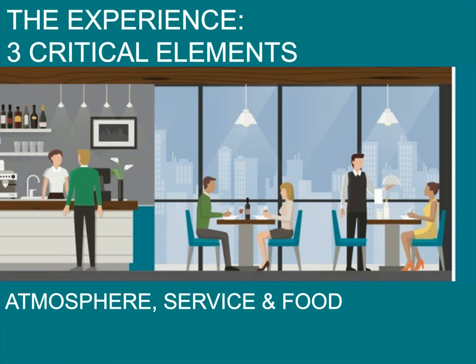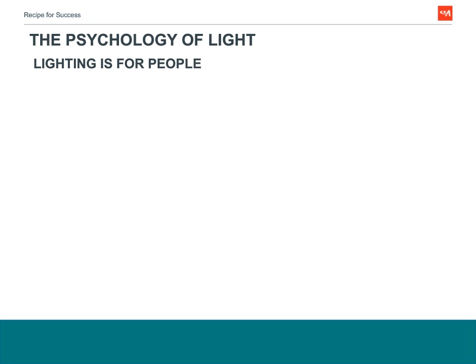Now we will move into the restaurant experience and discuss the 3 critical elements to delivering on that experience. Lighting is the one thing that can impact and improve the guest experience and create the ideal recipe for success. So what does that mean to you? Before we get into the 3 critical elements, it is important to understand the way that light and psychology intertwine.